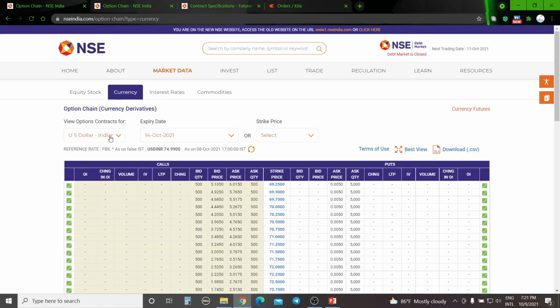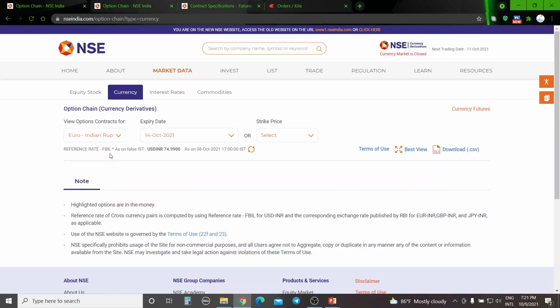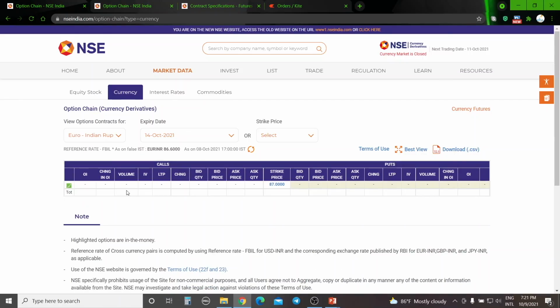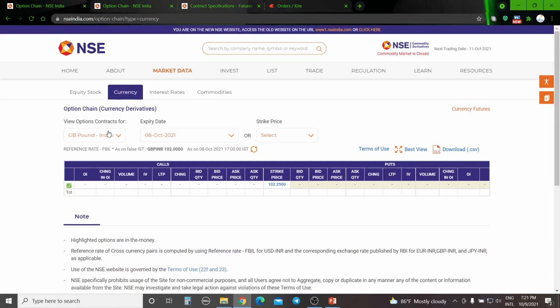Okay, let us just see the other 1, 2, 3 contracts that are still there. US Euro Indian Rupee, Great Britain Pound Indian Rupee, and Japanese Yen Indian Rupee. Let us see how this contract is. This is for the next week. Do we have any contract here? Nothing. It's not open. Great British Pound Indian Rupee contracts are not open.